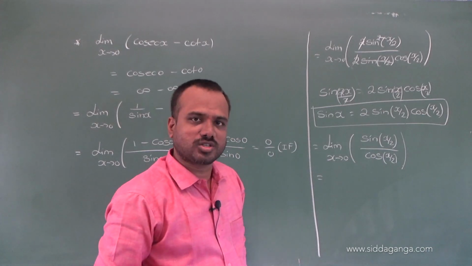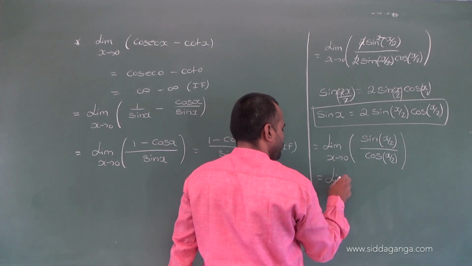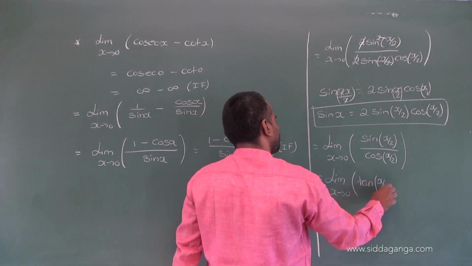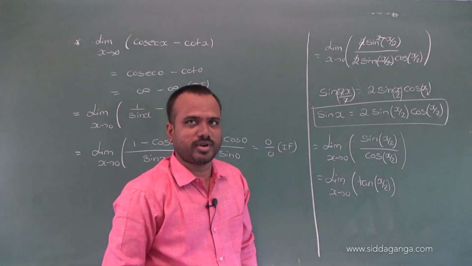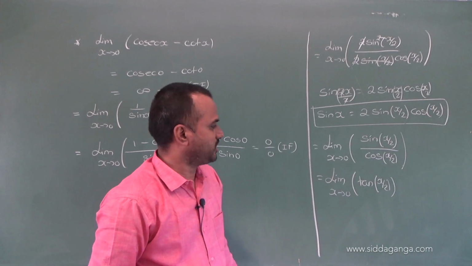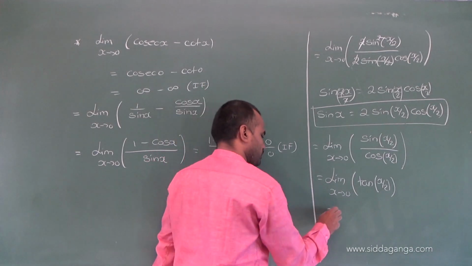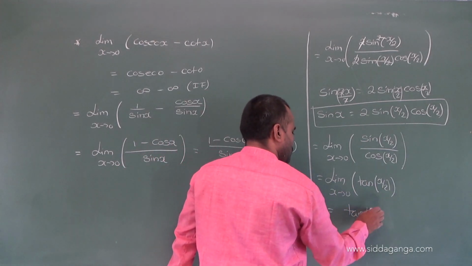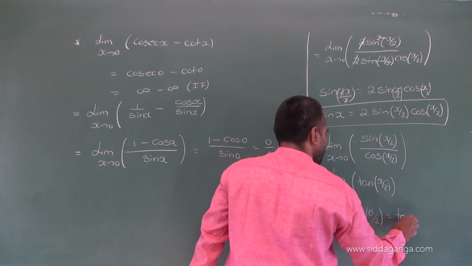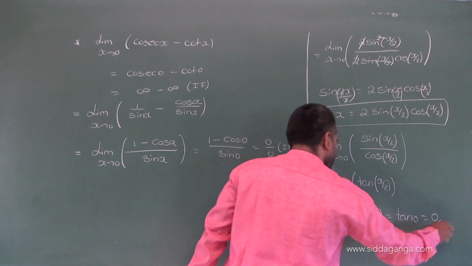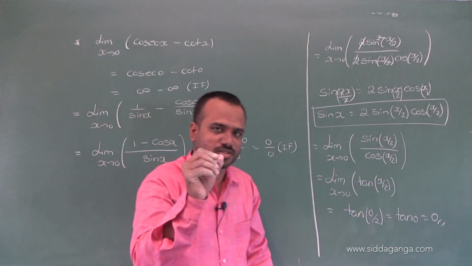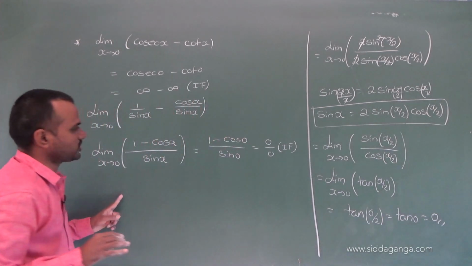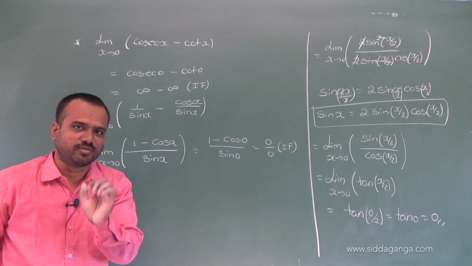Sin theta by cos theta is tan theta. Limit x tends to 0, tan x by 2. Correct? Sin theta by cos theta is nothing but tan theta. Tan x by 2. Substitute here. Tan 0 by 2. Tan 0 is 0. The answer is 0. Finite value. It is not an indeterminate value. 0 by 0 is an indeterminate value. So the answer we got is 0.